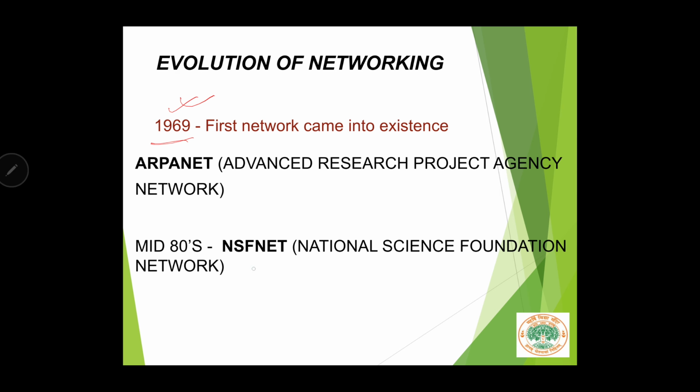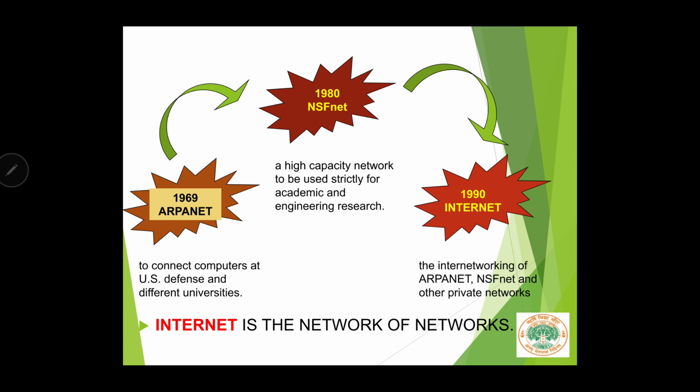Next is NSFNET, called the National Science Foundation Network. It was developed in the mid 80s. It will be more clear when we go to the evolution chart. As I have already said, in 1969, the first network, known as ARPANET, came into existence. What was the main work of ARPANET? The main work of ARPANET was to connect computers at US defense and different universities.